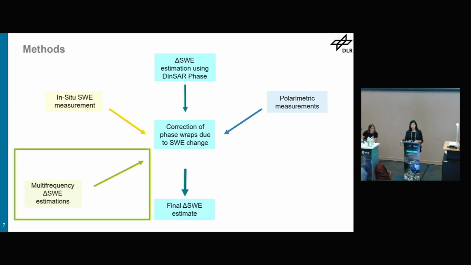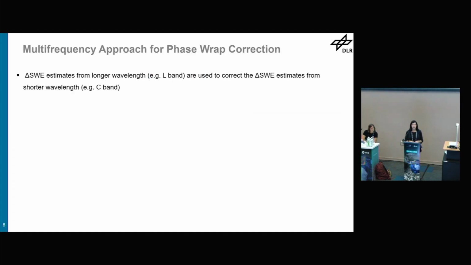Another possibility to correct the phase wraps would be to use multi-frequency sweep estimations, because we want to do the phase wrap correction without the need for additional in situ measurements. The basic idea is to use the sweep change from a longer wavelength, like for example L-band, because of the high phase wrap threshold, to correct the sweep change estimates from shorter wavelength measurements, like for example C-band.